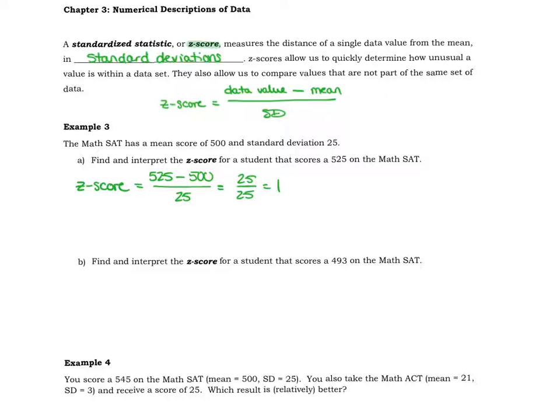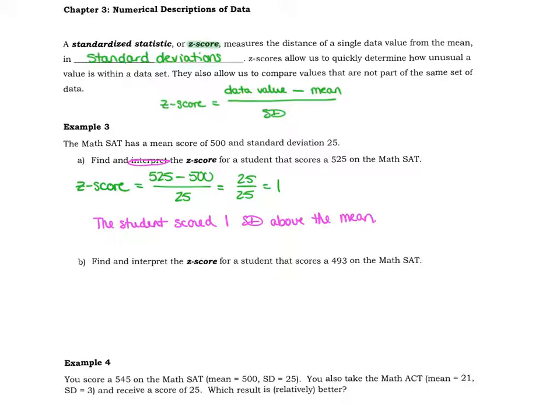So what does that tell us? It said find, and then we're back to that and interpret. And interpret, that's going to be important. So this means the student scored one standard deviation, I'm going to again use SD, above the mean. They scored one standard deviation above the mean.